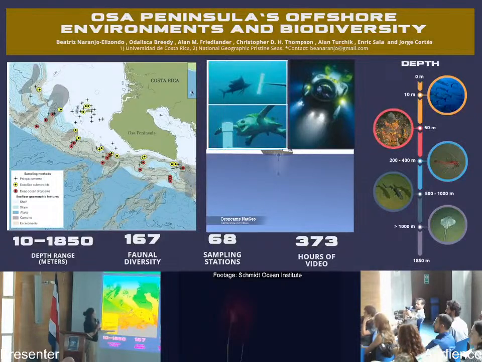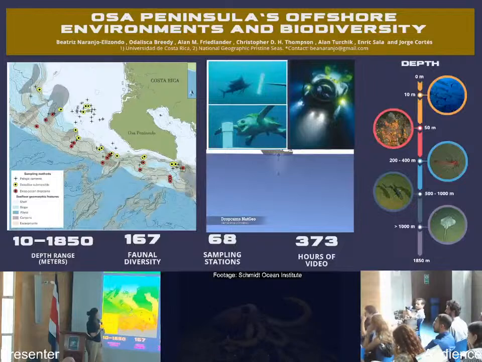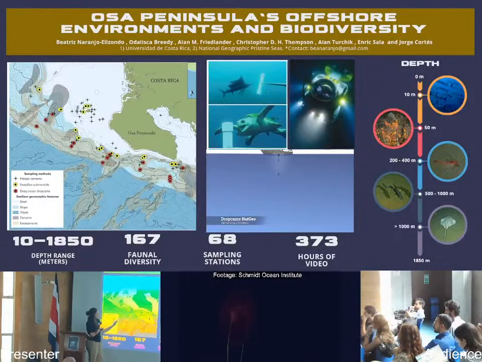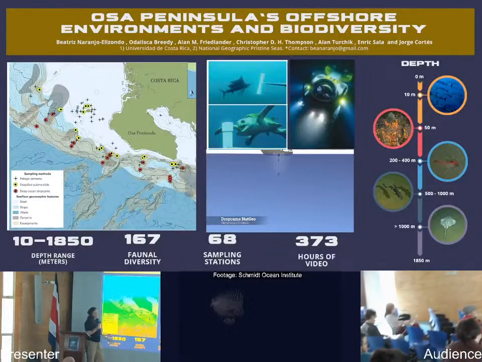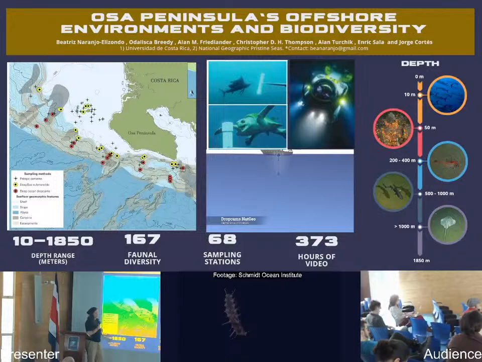And with this, we explored both the mesophotic zone, close to 50 meters, and mostly we made a big effort to explore the zone between 200 to 400 meters, which I call the upper slope. And this was really interesting because it's basically all the fishing grounds for shrimp trawling. So it was really interesting.